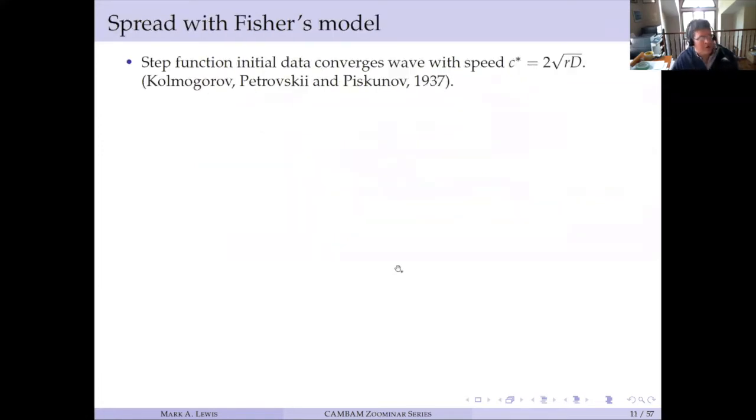One of the early research groups looking at this, Kolmogorov, Petrovsky, and Piskunov in the 1930s, showed that a step function of initial data converges to a wave that has a speed 2 times the square root of r times d. And this is a very classical result in mathematical biology.